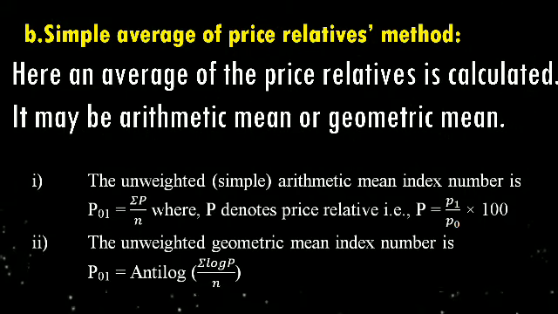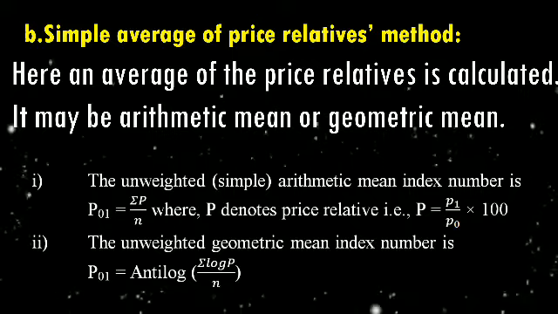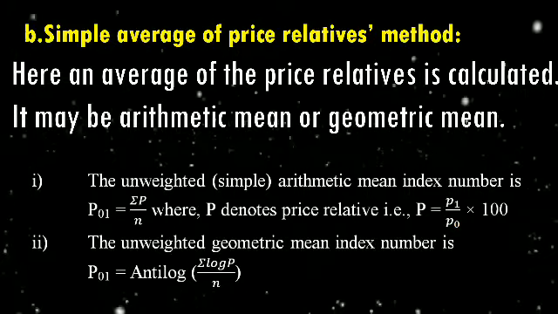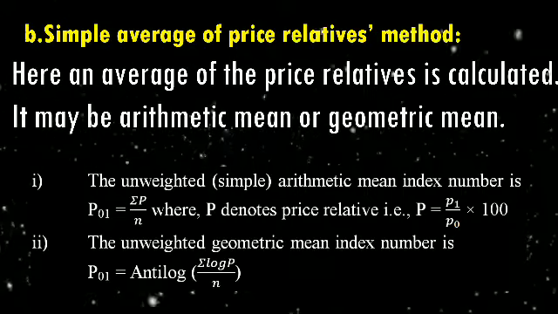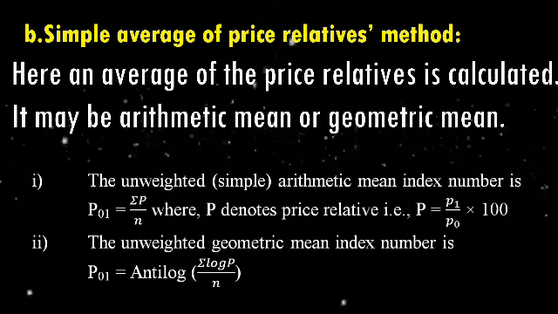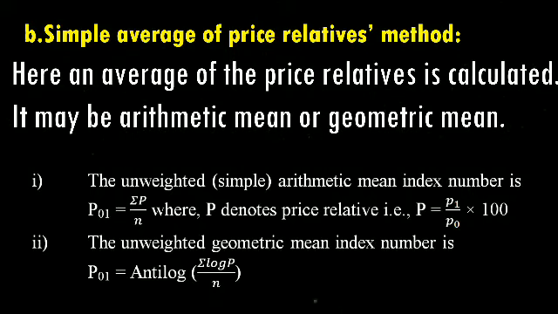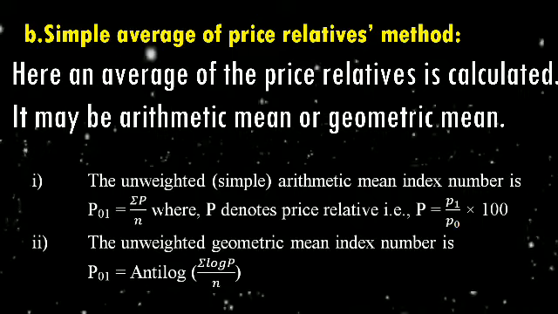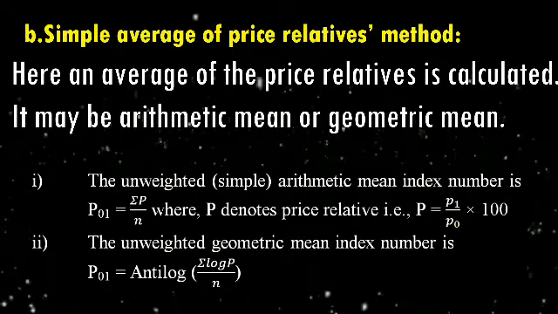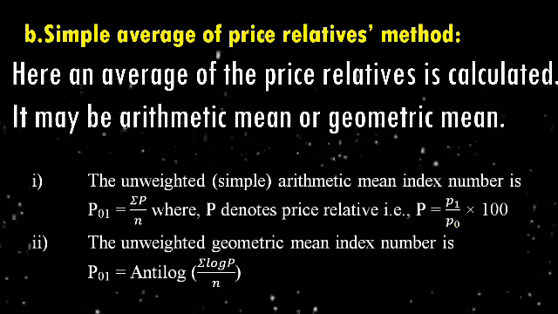So here capital letter P is the price relative. Price relative is computed based on the given formula: capital letter P equal to small letter p1 divided by small letter p0 multiplied by 100. So first compute all the P values and then compute AM based on the formula sigma P divided by n. n indicates the number of observations considered in the given data.